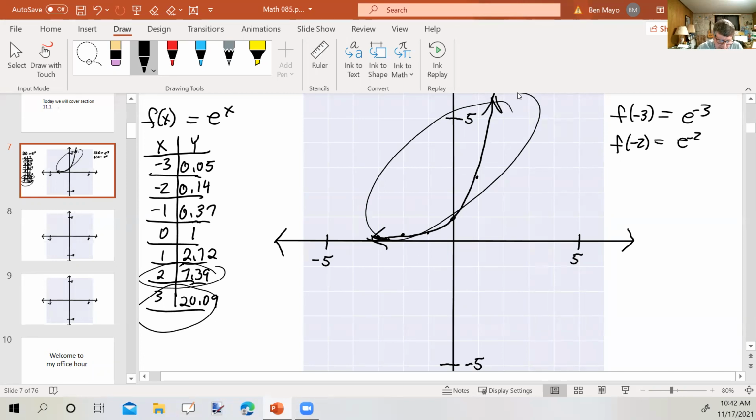All right. So again, E is not a variable. It stands for the irrational number, which is approximately 2.7. Any questions about that? Okay.